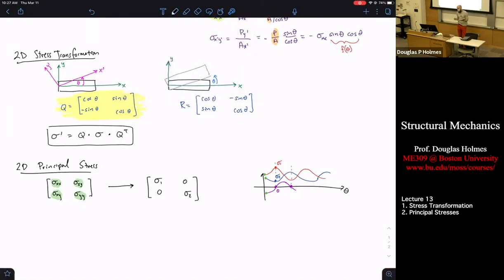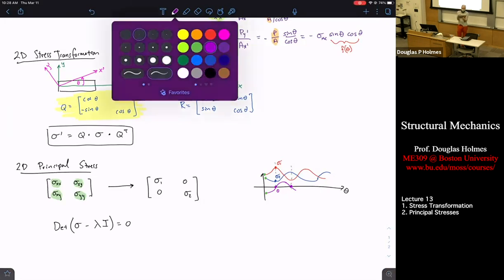And the way we handle this, hopefully it rings a bell for you, is through taking the determinant of your stress tensor minus some unknown lambda times the identity matrix and setting that determinant equal to 0. What does this thing look like? This looks kind of scary.